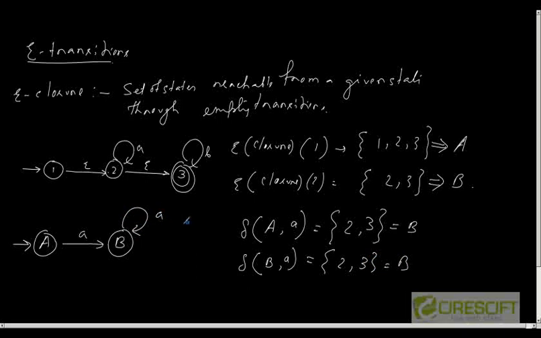And on consuming B, what can happen? If I consume B, then I can make an empty transition to 3 first and then consume the symbol B. Okay, so delta of B with B is 3.